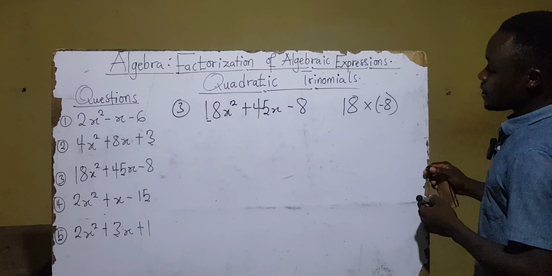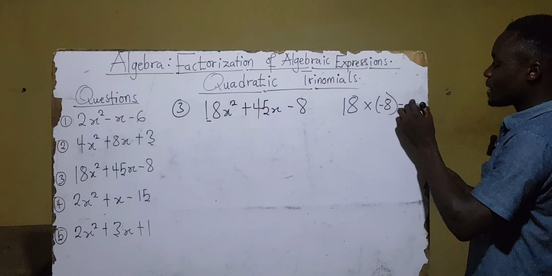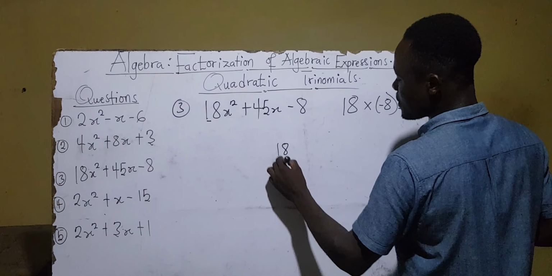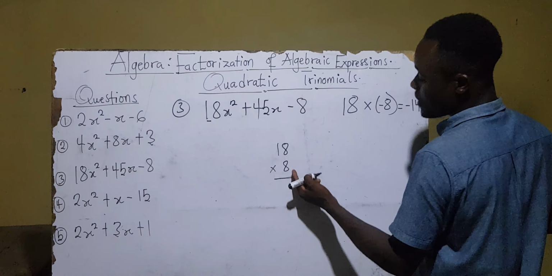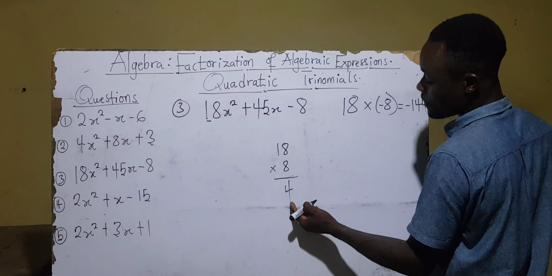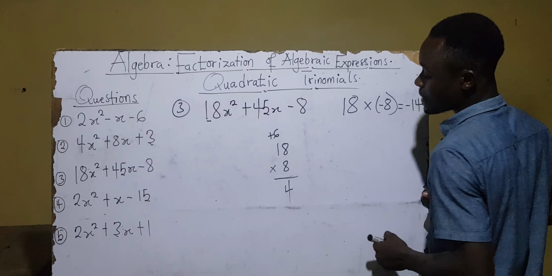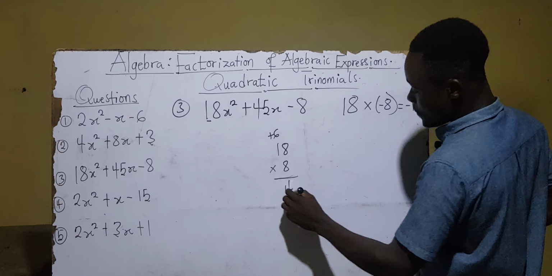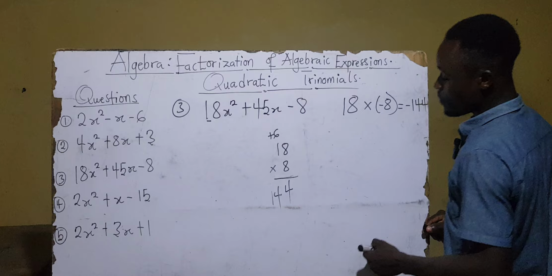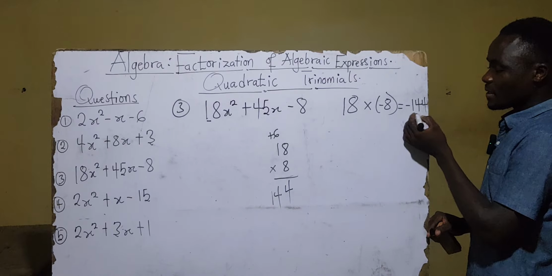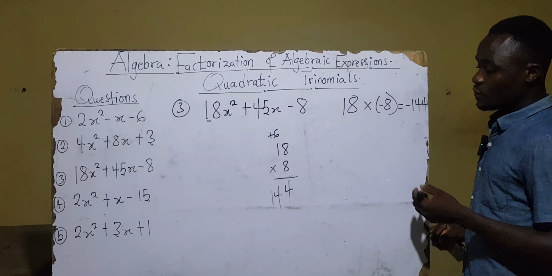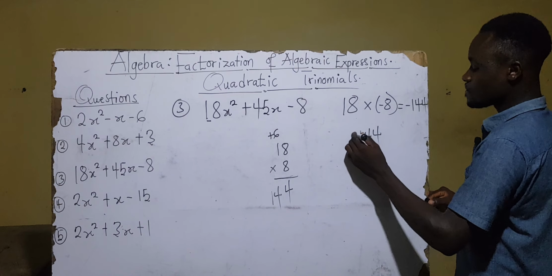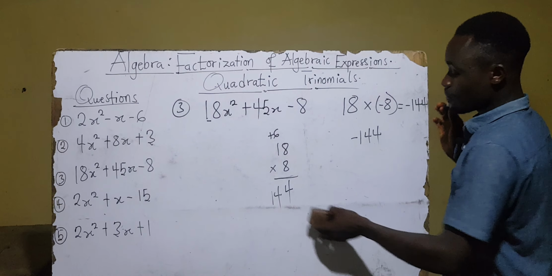This then gives me a result of negative 144. That is, if I multiply 18 by 8, 8 times 8 gives us 64, so 4 with a remainder of 6. Now 8 times 1 gives me 8, plus 6, which gives me 14. And remember, there's a negative sign here. That's why I'm getting negative 144. So I had negative 144 over here. I believe you are following the concept.